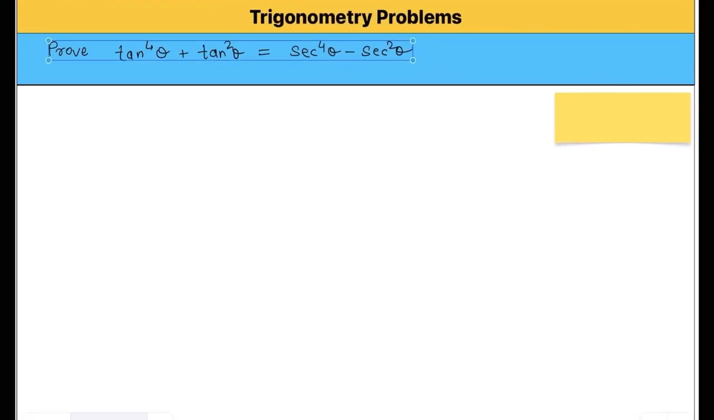Moving on to the next, we have to prove tan raised to 4 theta plus tan square theta is equal to sec raised to 4 theta minus sec square theta. Pause the video here and try to solve it on your own. Let me give you a hint. Work on left hand side and use trigonometric identity 1 plus tan square theta is equal to sec square theta. We will provide the answer. However, try to solve it on your own first.